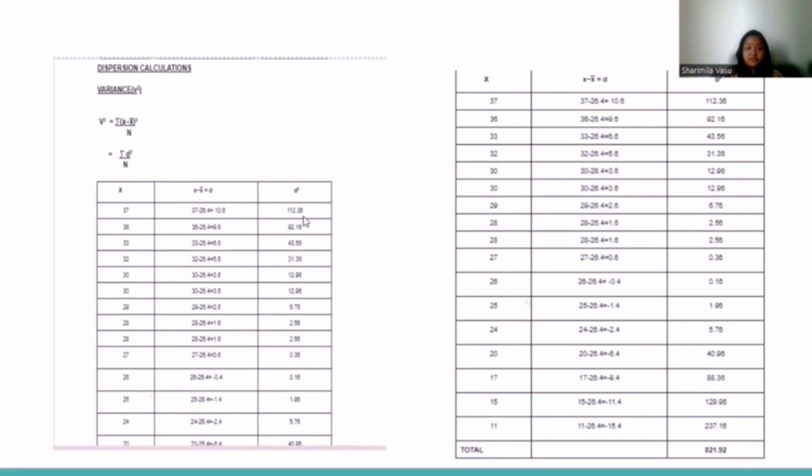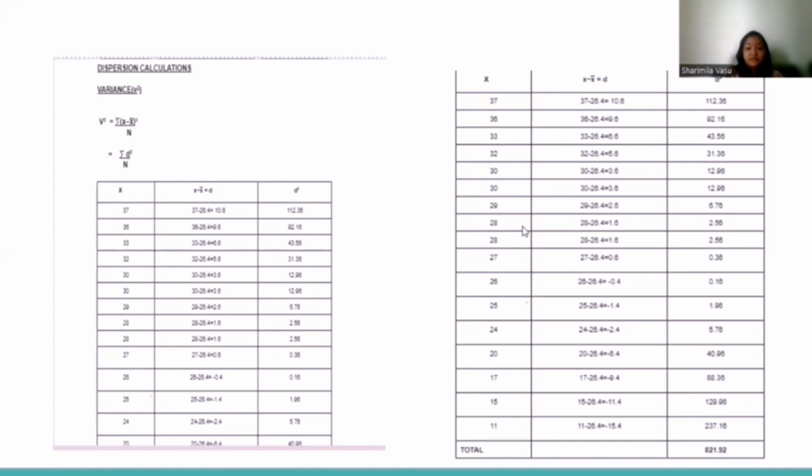Then this column is for squaring it. So in this column we get 10.6 squared. If we square, we get 112.36. And also you can multiply it, 10.6 times 10.6, you will get this answer. Then we have to follow the same calculation for all the rest.